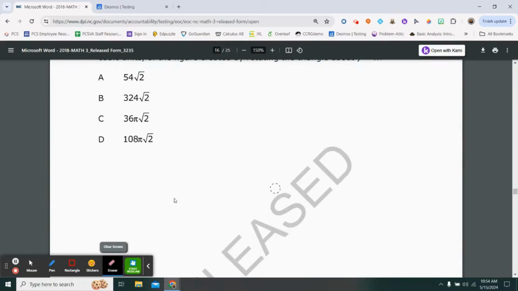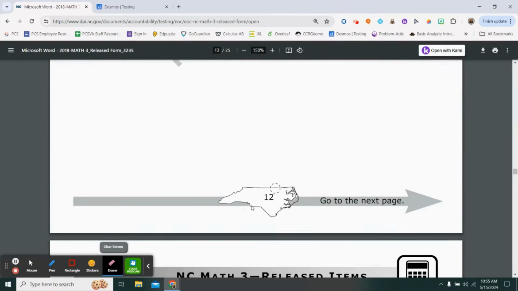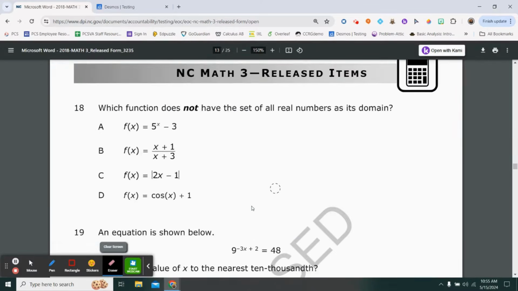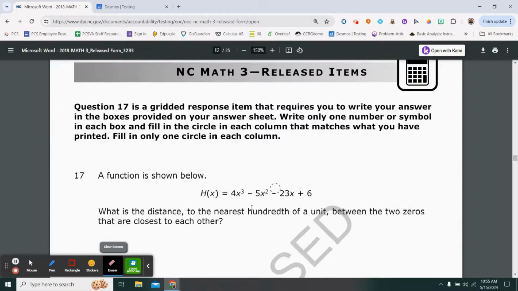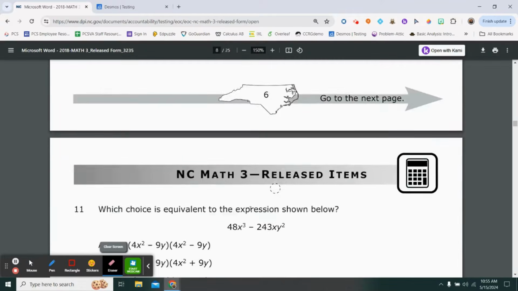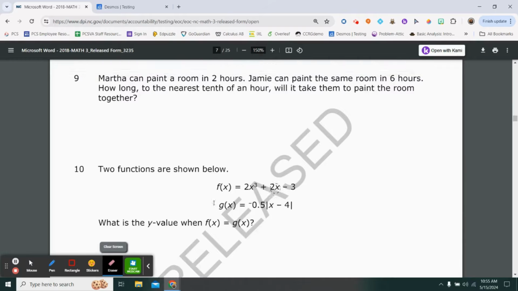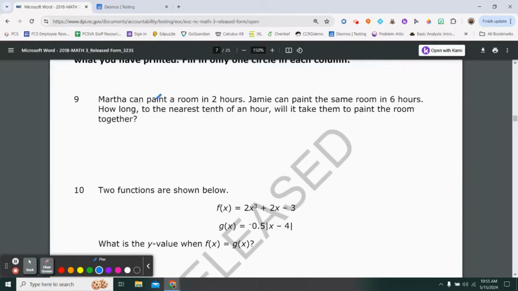All right, one other thing I want to bring up, rate of work problems always show up on the Math 3 EOC. I'd be shocked if you didn't have one this year. A rate of work problem is talking about like one person can do a job in this length of time and the other person can do the job in this length of time. And then it's just like, what would it take if somebody did it by themselves or together, all those things. So this one says, Martha can paint a room in 2 hours. Jamie can paint the same room in 6 hours. How long will it take them if they work together?